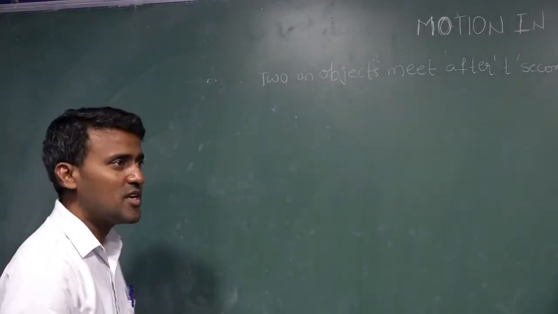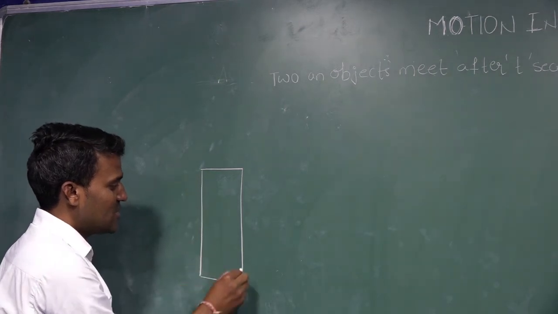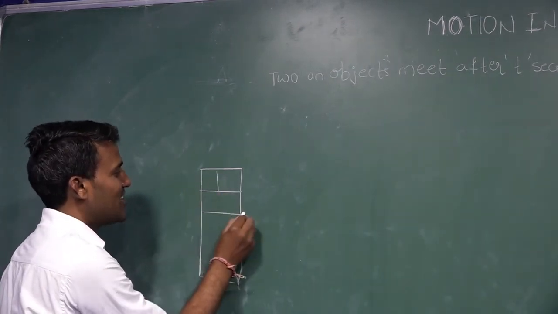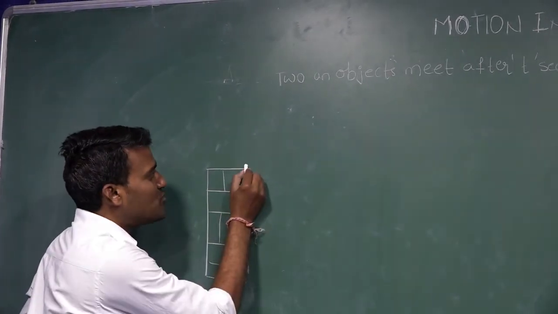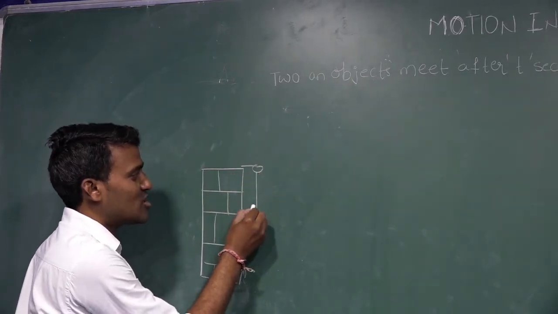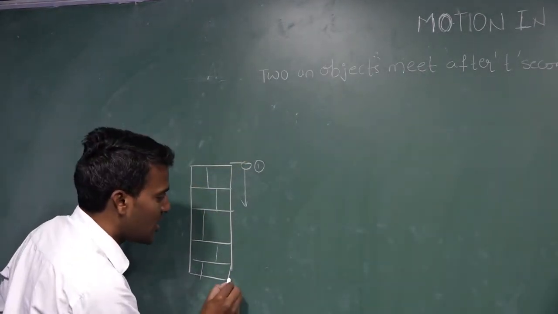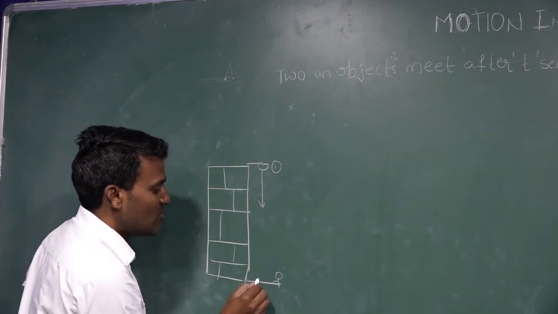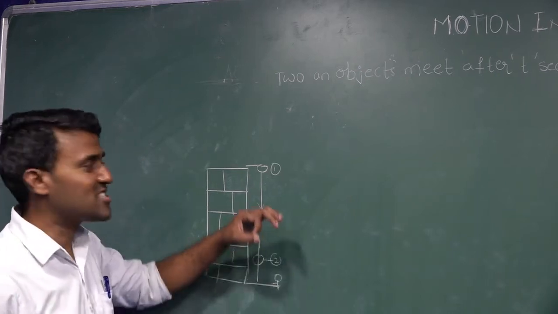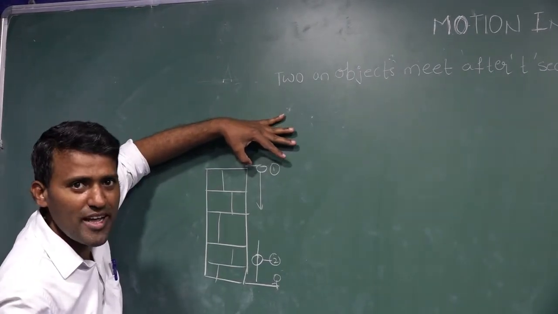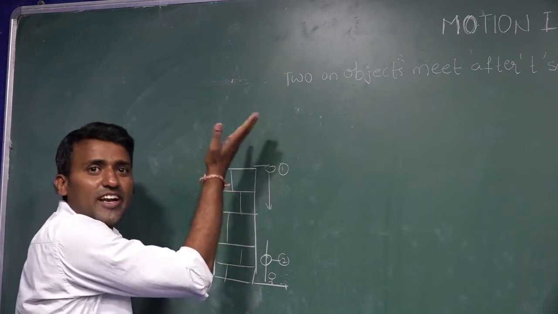Now we are taking one building or tower, whatever it may be. From this building, one object is dropped. It is the first object, dropped from the top of the building, and from the bottom, one person projects another object in the upward direction. It is the second object. Simultaneously, one object is dropped from the top of the building, and from the bottom one object is projected upward.